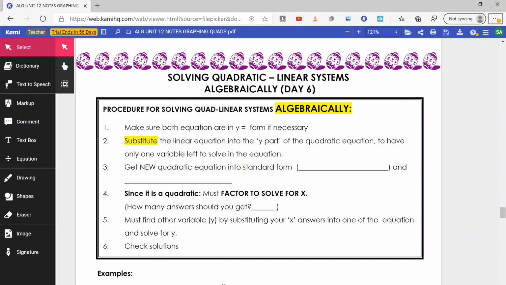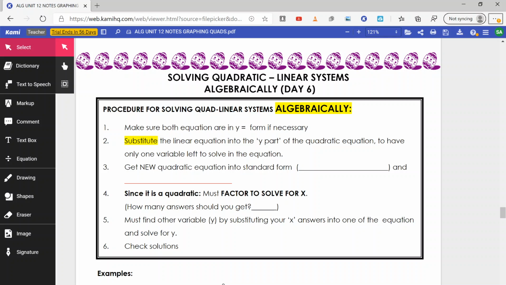We previously took a look at solving quadratic linear systems graphically. So we graphed a quadratic equation and a line on the same set of axes, and we looked for the points of intersection. What we're actually going to do today is solve them algebraically. So we're going to do the math that's involved in order to figure out the points of intersection.